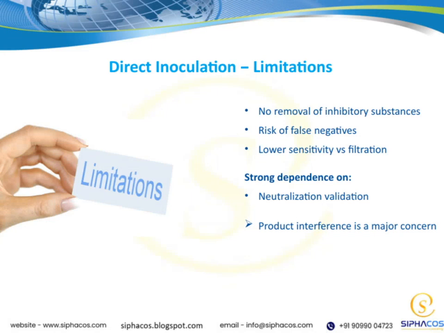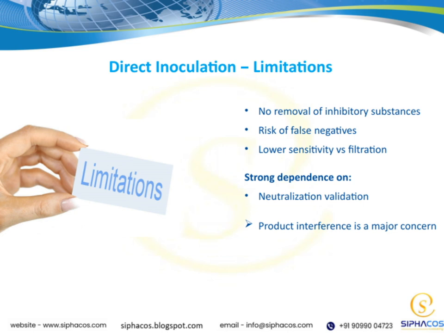Let's take a closer look at the limitations of direct inoculation. One key issue is that it doesn't involve removing inhibitory substances that might be present in the sample. This can affect the test's accuracy because those substances could interfere with detection. Another important point is the risk of false negatives. Since we're relying on direct inoculation, we might miss some true positives, especially if the sample contains inhibitors or low levels of the target. This approach generally has lower sensitivity compared to filtration methods, which can concentrate the target and improve detection.